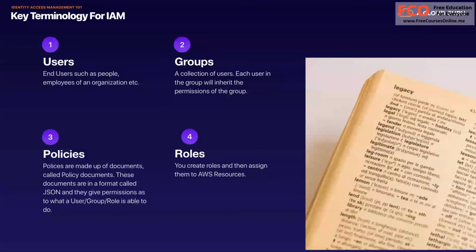We then have policies. Policies are made up of these things called policy documents, and these documents are formatted in JSON, JavaScript Object Notation, and I'll show you what that looks like later on. And it basically gives you permissions as to what a user, group, or role is able to do. So policies are your permissions. And then roles are basically you create a role and you assign them to an AWS resource. A role is a way of allowing one part of AWS to do something with another part. So you might give a virtual machine inside AWS the ability to write files to S3, which is a type of storage within AWS. We're going to have a look at that in the EC2 section of the course, so that is coming up.